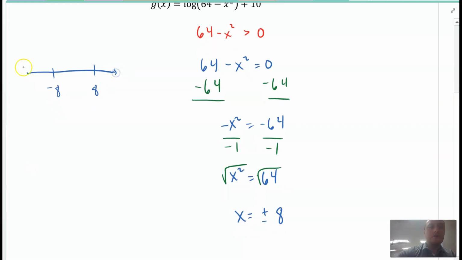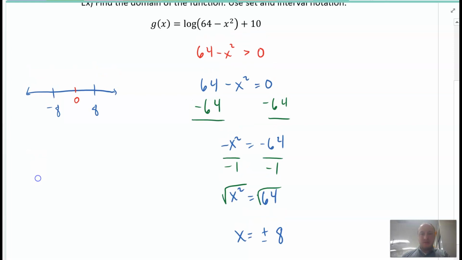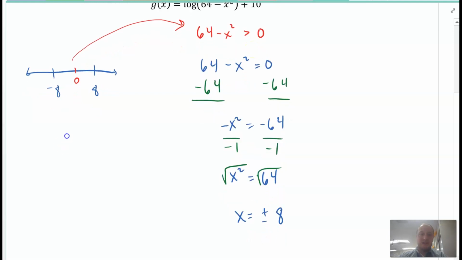And what I want to do is test this. Remember the best number to test, always, always, always, 0 and 1. There's, I guess, 2. But 0 is the best. So what we do is we plug it into our original inequality. I'm going to plug it in right here. So 64, take away 0 squared, which is 0. So 64 is greater than 0. Is this true or false? That is true, right? So that means that our domain is going to be positive in this region. So all values in here, this is our solution.